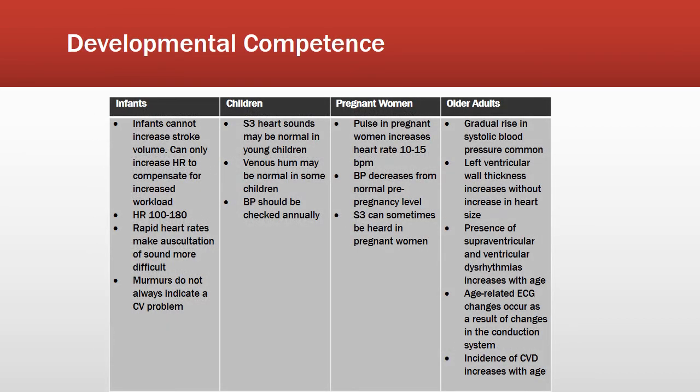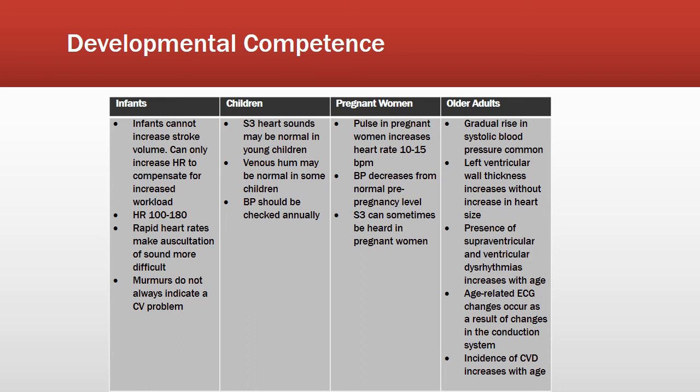It's important to note the developmental differences in cardiovascular assessment of the different age ranges. For infants, they cannot increase their stroke volume. They can only increase heart rate to compensate for increased workload. Their heart rate is much higher than adults. A normal heart rate for an infant is 100 to 180 beats per minute. That rapid heart rate makes auscultation of the sounds more difficult. And murmurs do not always indicate a cardiovascular problem. Many infants can have an innocent murmur. With children, S3 heart sounds and venous hums may be a normal assessment finding, and then blood pressure should only be checked annually with children.